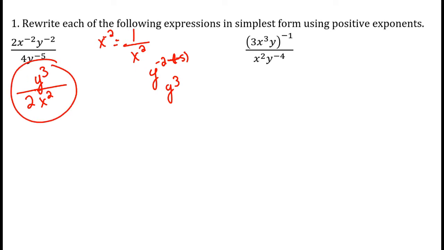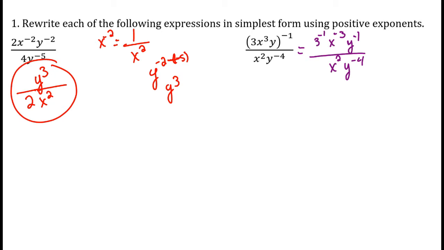So I go through term by term, deal with the numbers, deal with the x's, deal with the y's, and simplify each of those. This next one, alright, I have this negative 1 exponent, so each of these terms inside the parenthesis need to be raised to that negative 1 exponent. 3 to the negative 1, x cubed to the negative 1, when I have a power to a power, I multiply them, y to the negative 1, over x squared, y to the negative 4th.